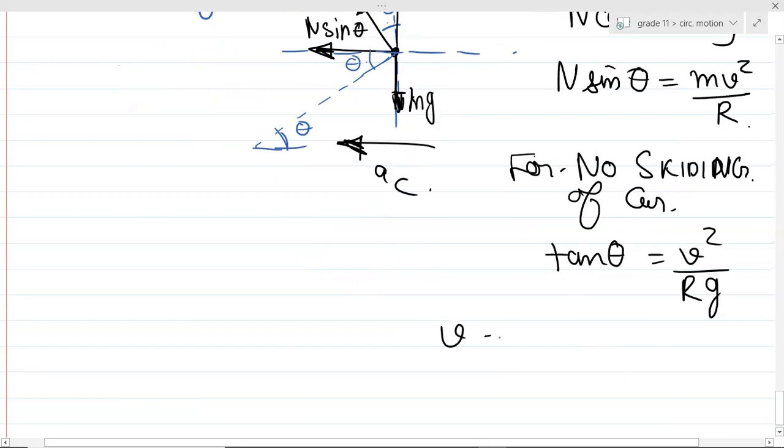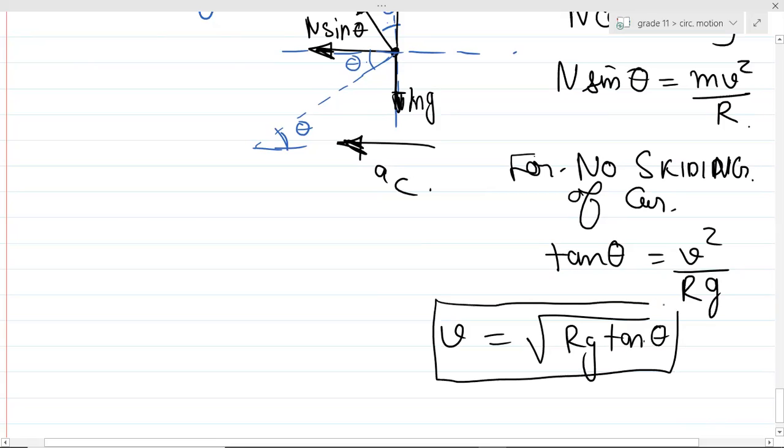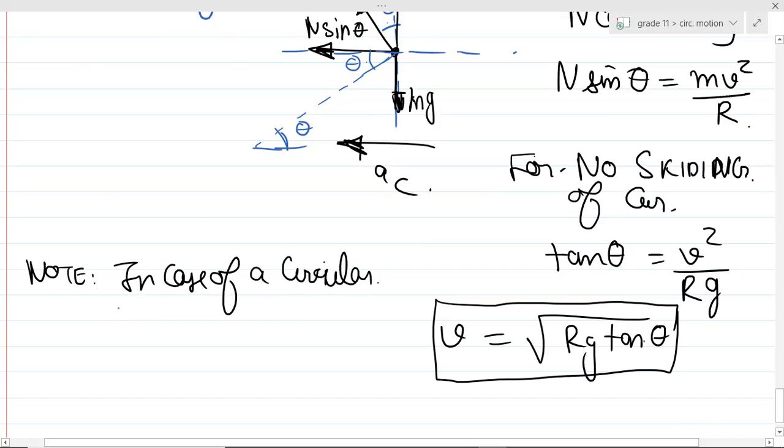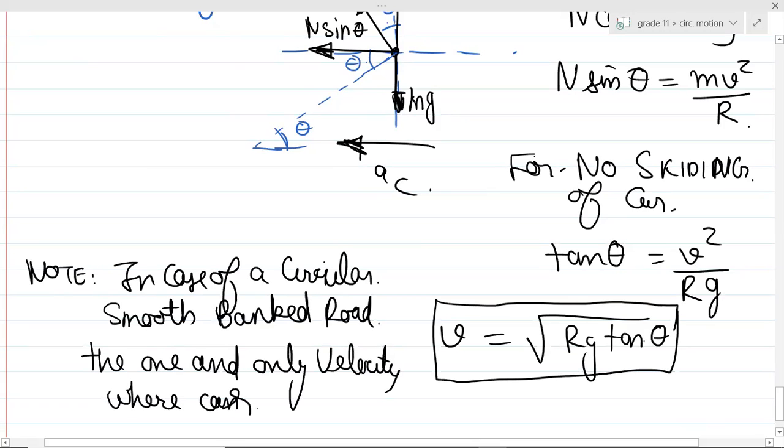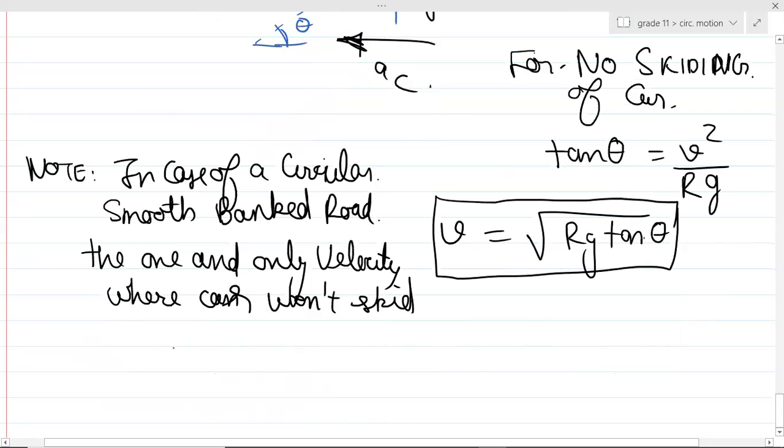And from here, v should be equal to under root of Rg tan theta. For a circular smooth banked road, the one and only velocity where the car will not skid is this.